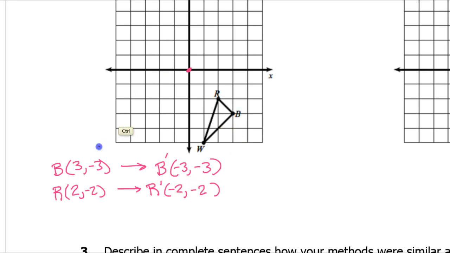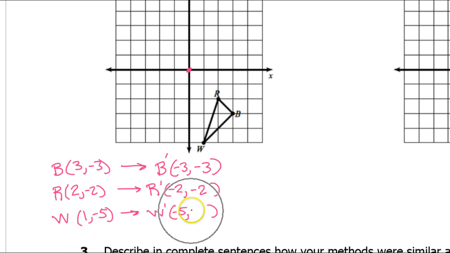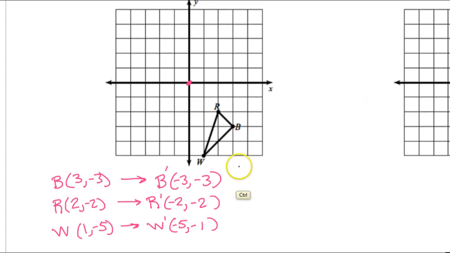And finally let's do the same thing for the point W, which is the point 1, negative 5. That's going to become W prime. These are going to switch, but the y value is going to stay the same. The x value is going to change to the opposite. So there you go. Let's go ahead and plot these points on the graph, the image.